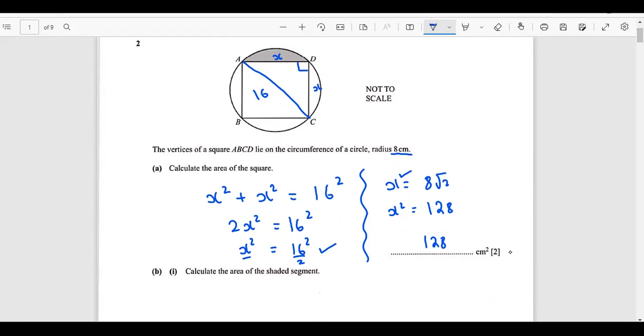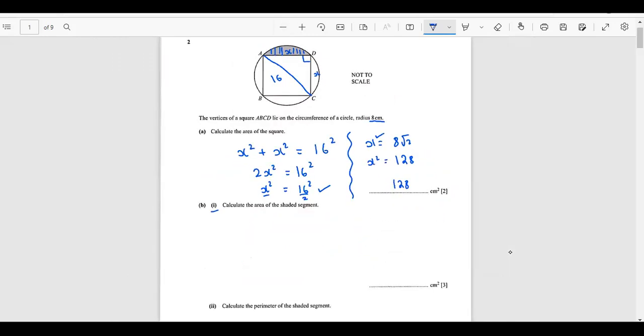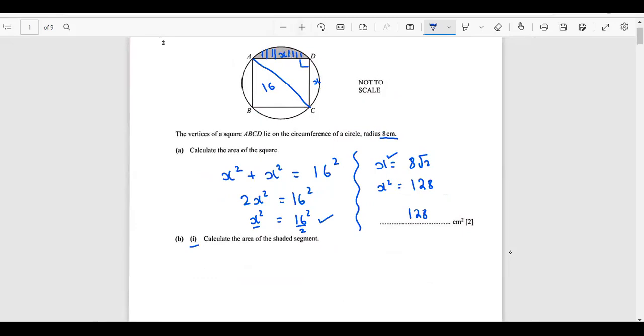Let's talk about the second part. It says calculate the area of the shaded segment. So we need to find the area of this shaded part, and we already have the area of the square. Now I'll zoom out just to see how many marks this question has. Okay, it is just a 3-mark question.